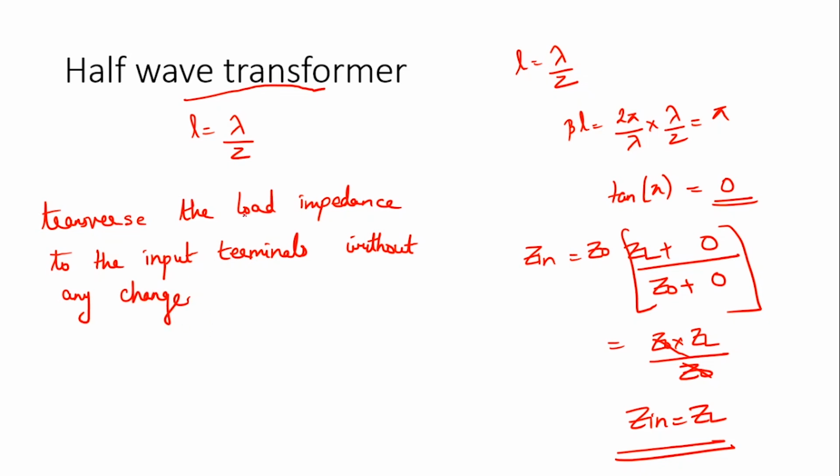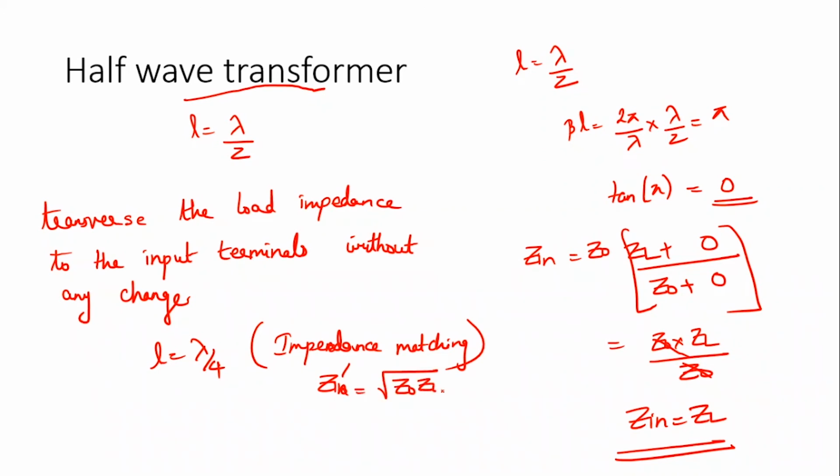So the application is different in the quarter wave transformer. When L is lambda by 4, the quarter wave transformer is used for impedance matching, right? And when we add a quarter wave transformer, then Z0 dash is equal to square root of Z0 into ZL. So you have to take the length as lambda by 4 and the corresponding impedance value should be square root of Z0 into ZL, where ZL is the load impedance and Z0 is the characteristic impedance of the transmission line.